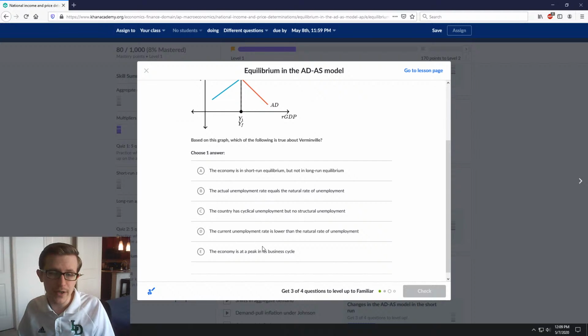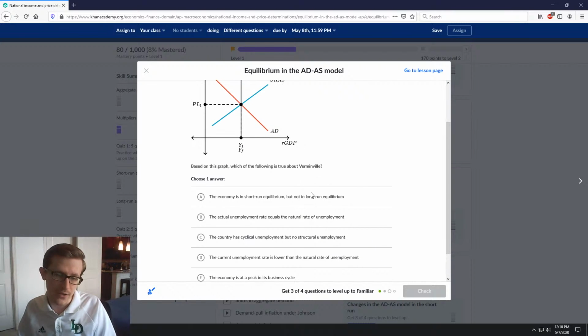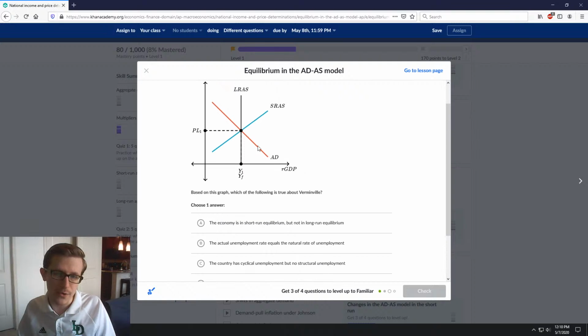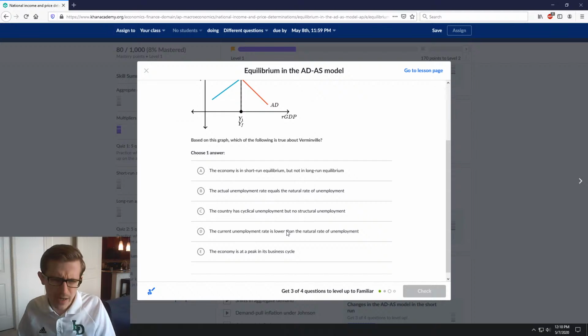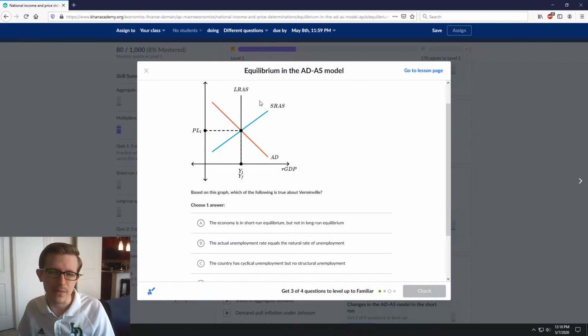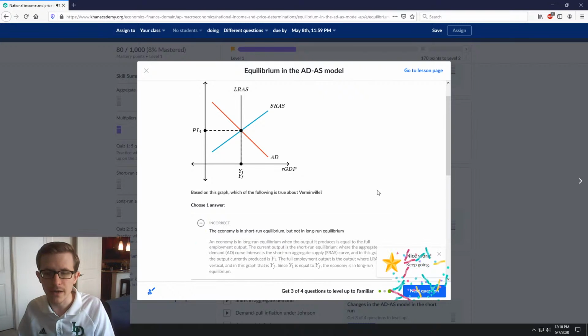The current unemployment rate is lower than the natural unemployment rate. If it was lower than the natural rate of unemployment, that means we'd be operating somewhere over here. And the economy is at a peak in its business cycle. If it was at a peak in its business cycle, again, it'd be assumed that it'd be operating somewhere over here. So, actual unemployment rate equals natural. And once we talk about the Phillips curve, within the relations here, this will hopefully make a lot more sense if you're not quite remembering it.